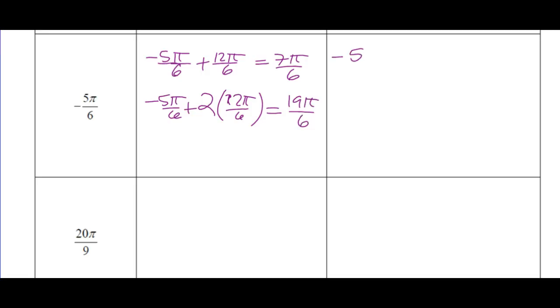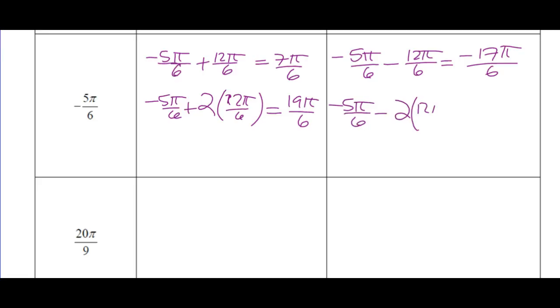And we have negative 5 pi over 6, so what are we going to do? We're going to subtract. What do we get? Negative 17 pi over 6, and then we're going to subtract 2 of them. And what do we get? Negative 29 pi over 6.